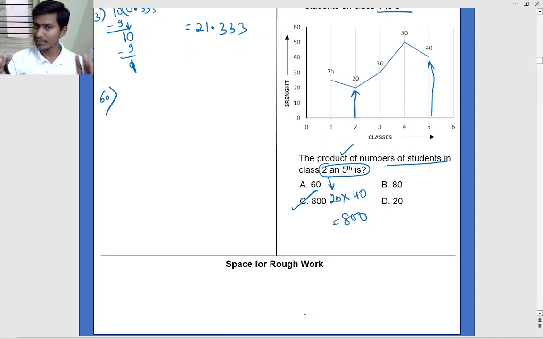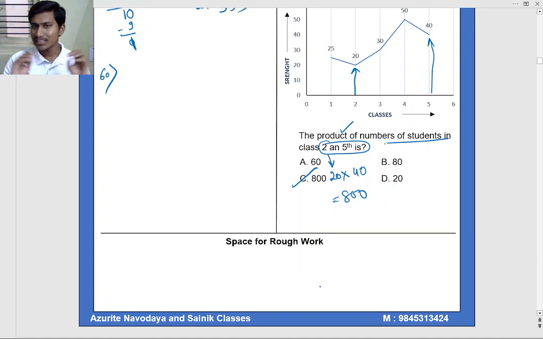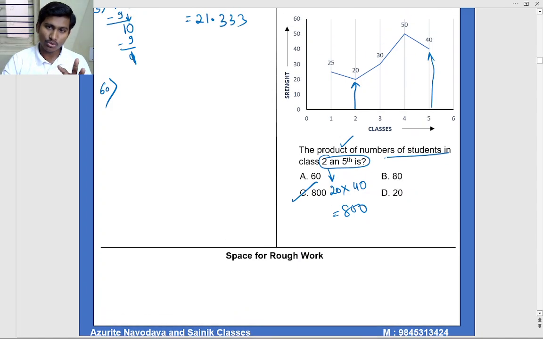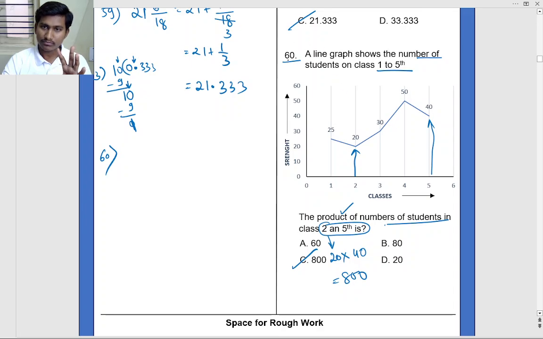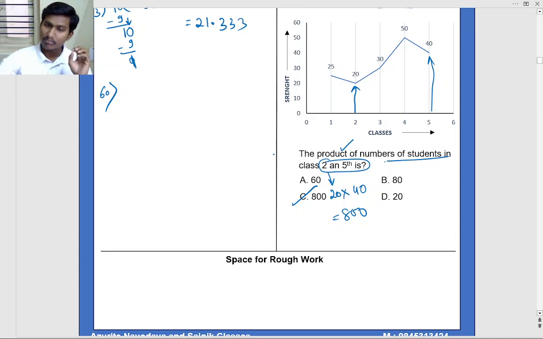Don't be in a hurry, because these are important, right? Once you mark anything wrong, you cannot change it in the OMR sheet. So what you should do: this is question number 60, right? In the booklet, that is the OMR sheet, there will be 20 questions in a row, and 80 questions total.